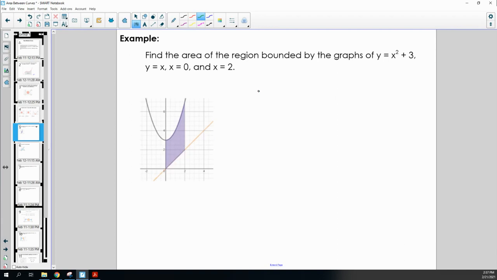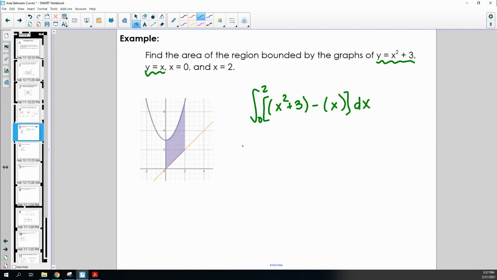And those are going to be kind of where it's bounding between a and b. So let's set this up. So we have the integral from a to b. Well, the farthest left that we're using is 0. And the farthest right x value we're using is 2. So it's going to be the integral from 0 to 2. And then our top function is the x squared plus 3 function. So it's going to be x squared plus 3. And then we're going to subtract from that the bottom function, which in this case is y equals x. So we're going to subtract x, and then it's going to be dx. So top function minus bottom function.